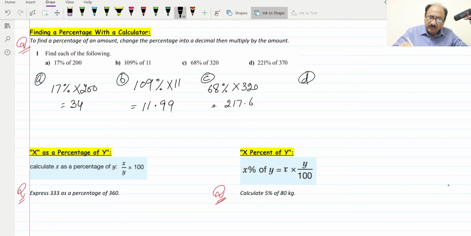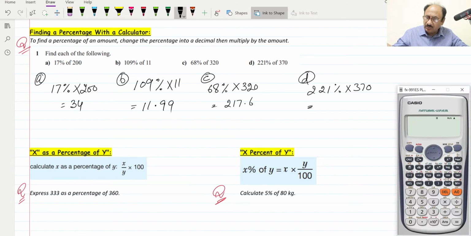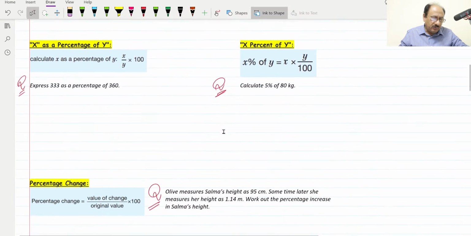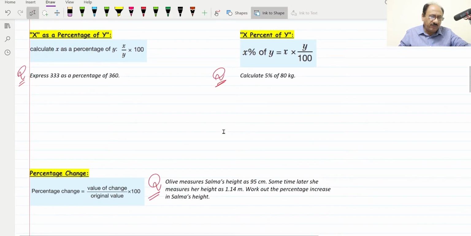Now similarly, part D also. 221% of 370. If we use a calculator to solve this, it will be 221, percentage, multiplication, 370, and this will be equal to 817.7. So these are the answers which we have calculated by using a calculator. Hopefully you understood this.